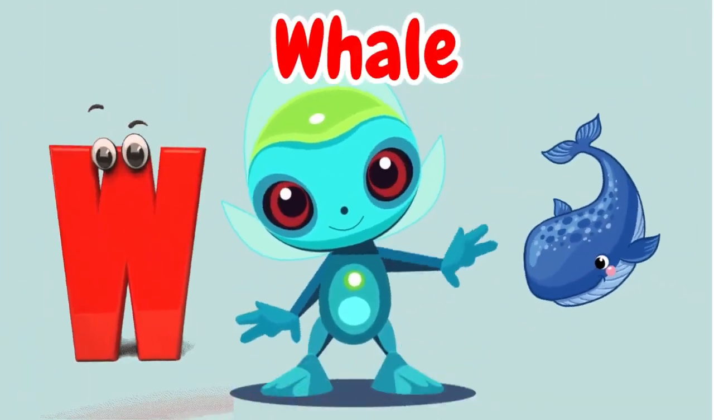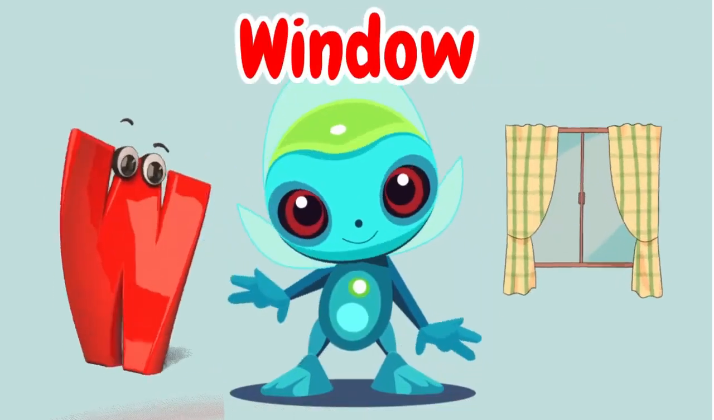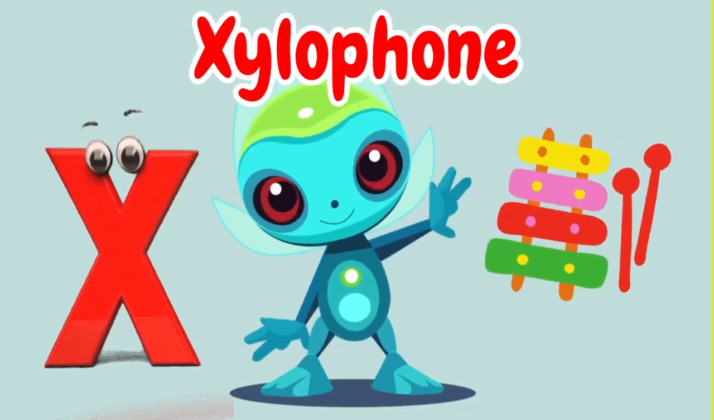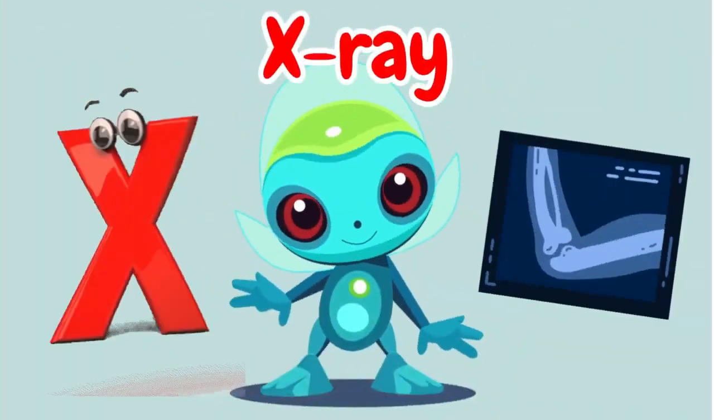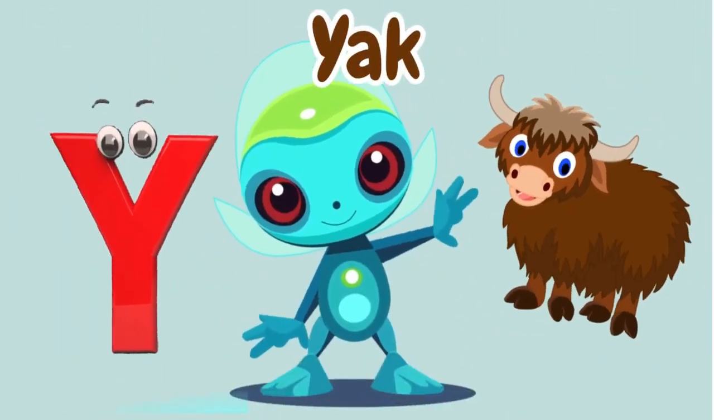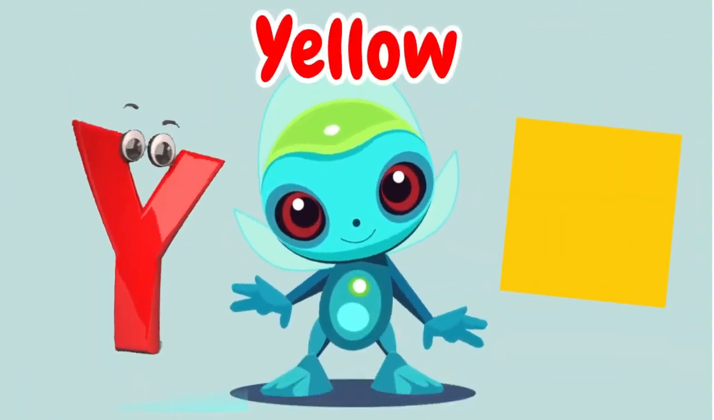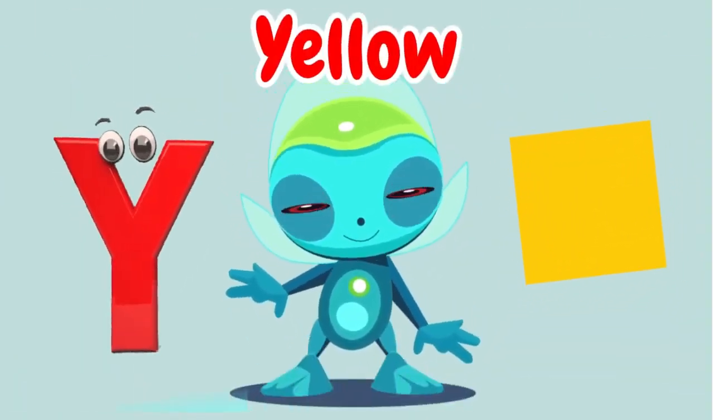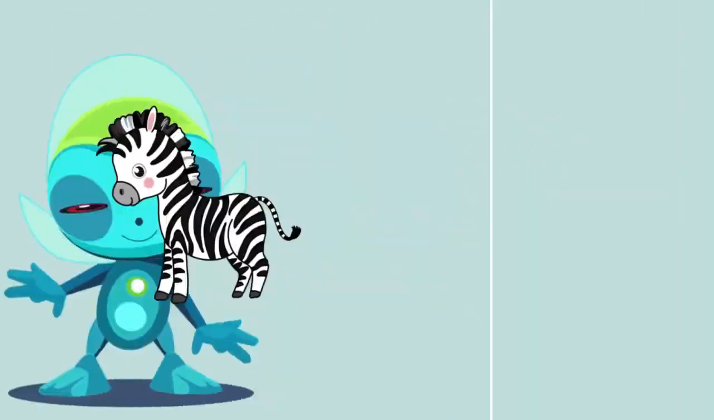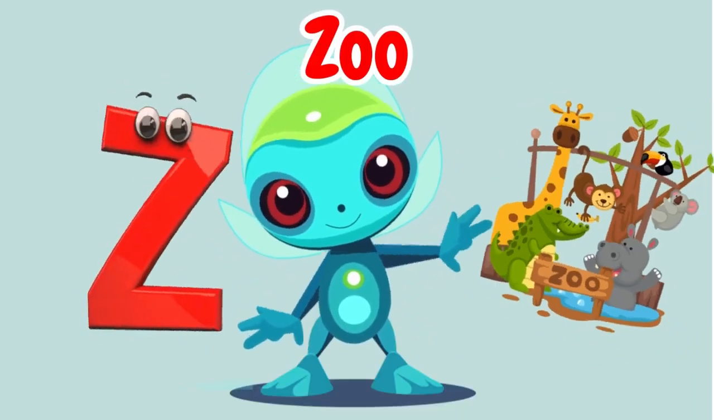W is for whale, whale. W is for window, window. X is for xylophone, xylophone. X is for X-ray, X-ray. Y is for yak, yak. Y is for yellow, yellow. Z is for zebra, zebra. Z is for zoo, zoo.